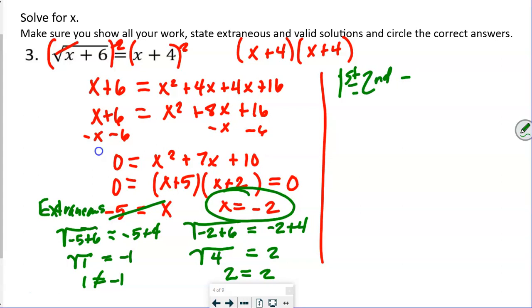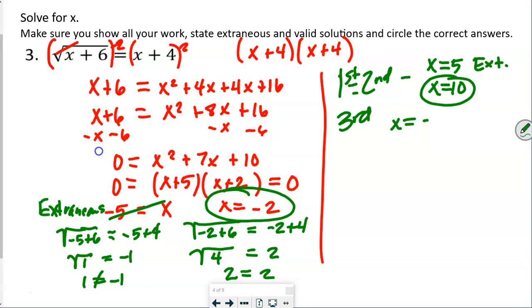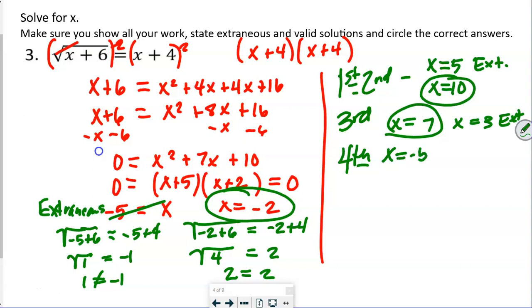So now again, if you had first or second, you had x equals 5 and x equals 10. That was the actual answer because this one was extraneous, okay? So third period, you should have had x equals 7 and x equals 3. This was your answer. This one was extraneous. Fourth period was the one we just did. So x equals negative 5 and x equals negative 2. That was your answer. This one was extraneous.